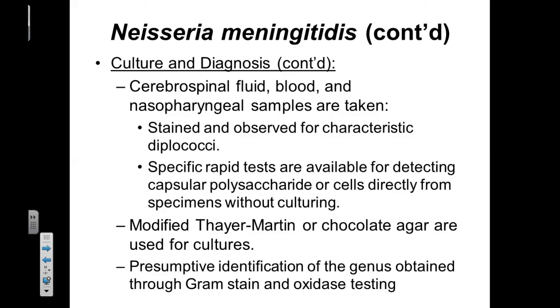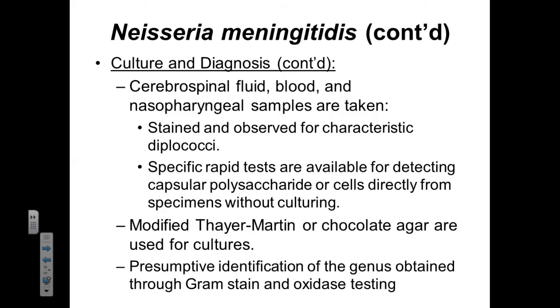and maximize our patient outcomes. To continue our culture and diagnosis, we'll take a spinal tap, we'll also take a blood sample, and we'll take a swab from the nasopharyngeal region. We'll use staining to observe the characteristic diplococci of the bacterium. And there are also some rapid tests available. These rapid tests are specialized for detecting the capsular polysaccharides of this pathogen, Neisseria meningitidis, and cells from the specimen, and allow us to skip the culturing step, which saves us at least 12 hours.